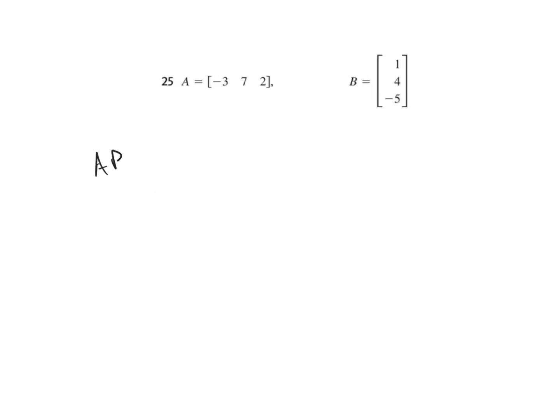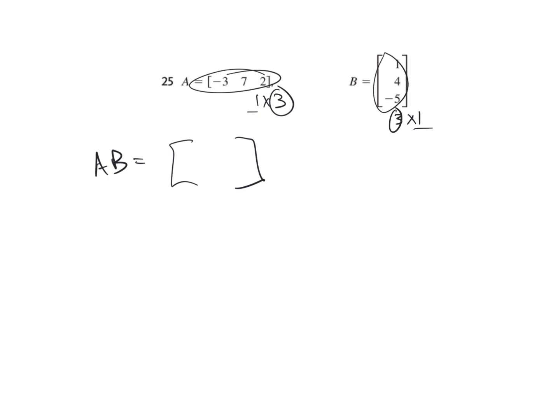We're taking A times B. What are we going to get when you do A times B? This is a row 1 times 3 columns, and this is 3 rows times 1 column. So yes, we can multiply these because the inside numbers are the same. We're going to end up with a 1 by 1, meaning 1 row, 1 column, that's 1 entry. So we take this row times this column. Negative 3 plus 28 plus negative 10. And that gives us, let's see, 25 plus the negative 10 is positive 15. That's the answer for A times B.